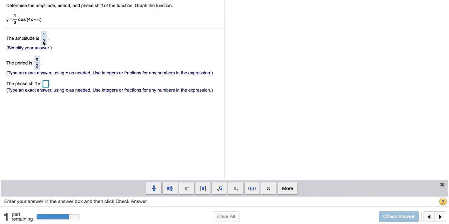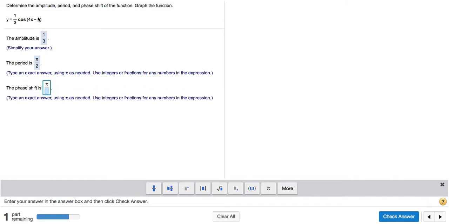The phase shift is determined by taking this number, which is pi, and dividing it by the number in front of the x, which is 4. So that is the phase shift of this function.